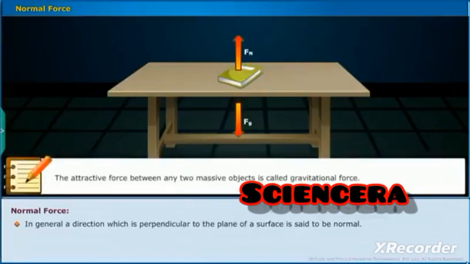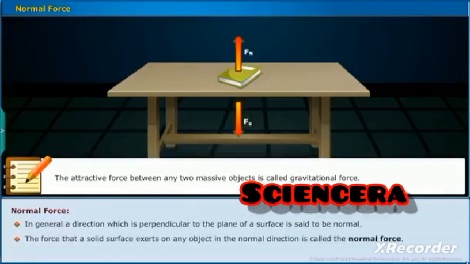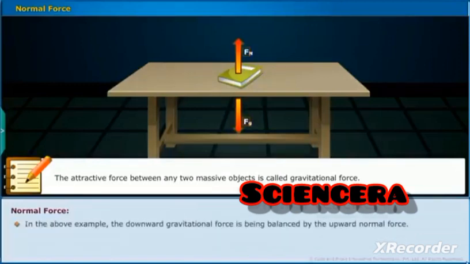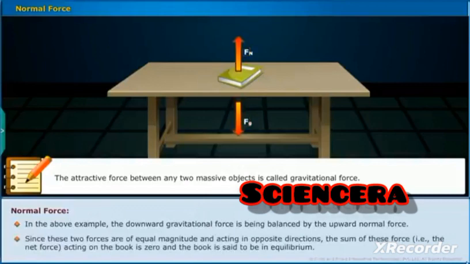Note: the attractive force between any two massive objects is called gravitational force. The force that a solid surface exerts on any object in the normal direction is called the normal force. In the above example, the downward gravitational force is being balanced by the upward normal force. Since these two forces are of equal magnitude and act in opposite directions, the sum of these forces, that is the net force acting on the book, is zero, and the book is said to be in equilibrium.